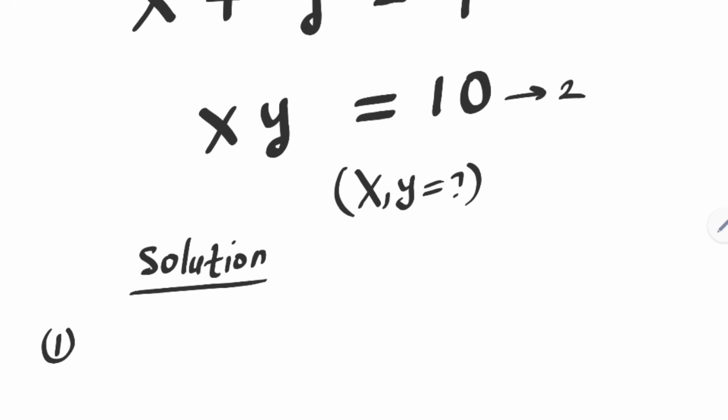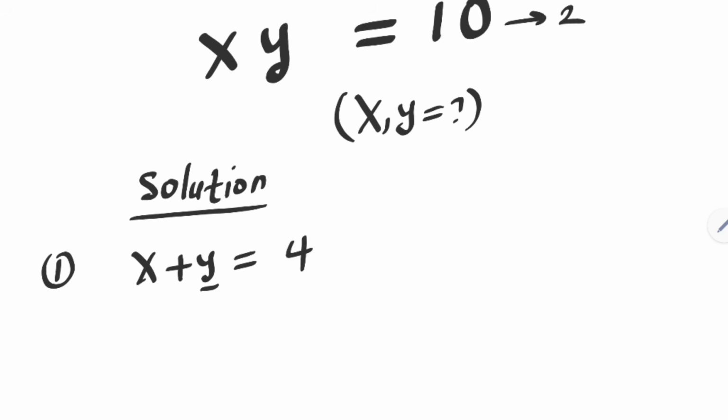From equation 1, x plus y is equal to 4. Let us make y the subject of the formula. y is equal to 4 minus x. Let us call this equation 3.